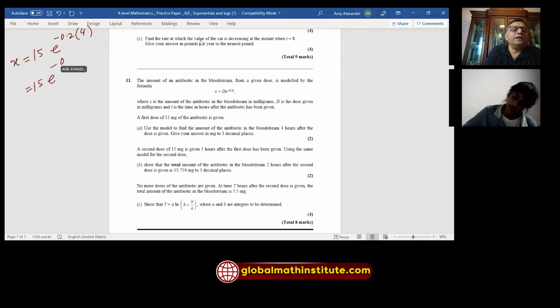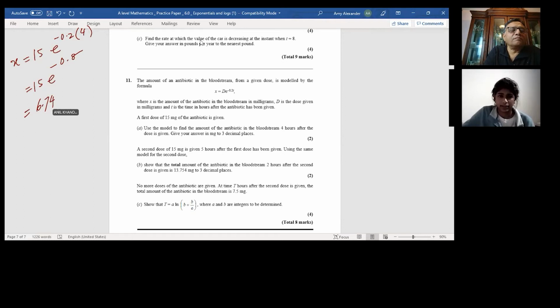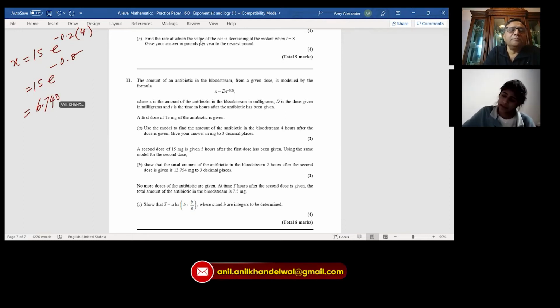So I got 6.740 to 3 decimal places. Perfect, in milligrams. Yeah, part B was the tricky one.